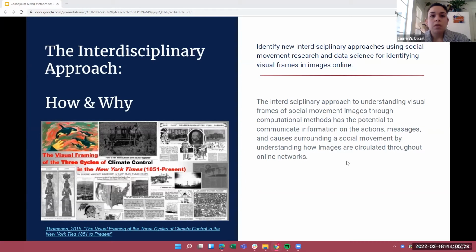So why an interdisciplinary approach? I'm hoping to identify new interdisciplinary approaches using social movement research and data science for identifying visual frames and images online. Essentially, I want to use visual analysis methods to apply visual frames of social movement images through computational methods so that we can potentially see information being communicated based on actions, messages and causes surrounding a social movement, particularly by looking at how images are circulated throughout online networks.